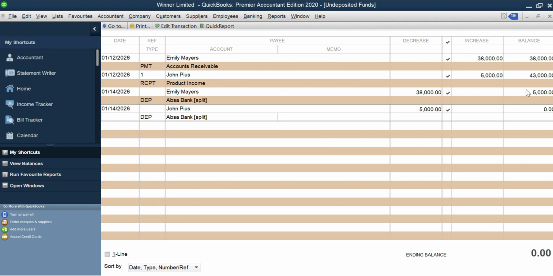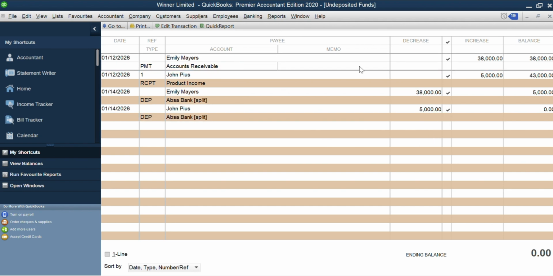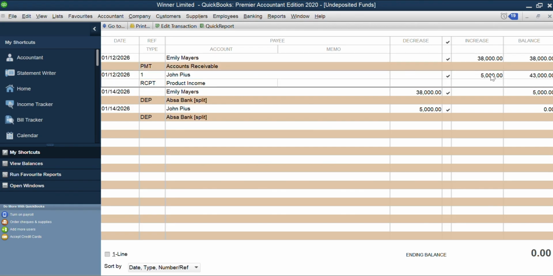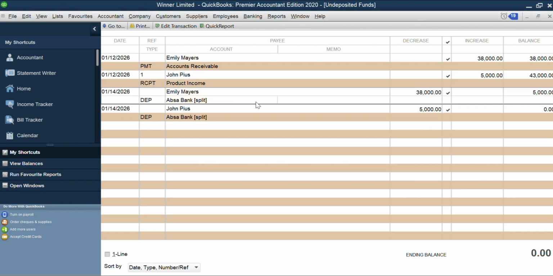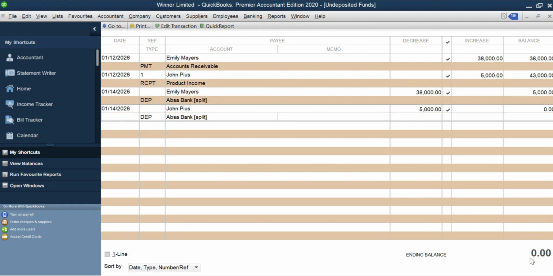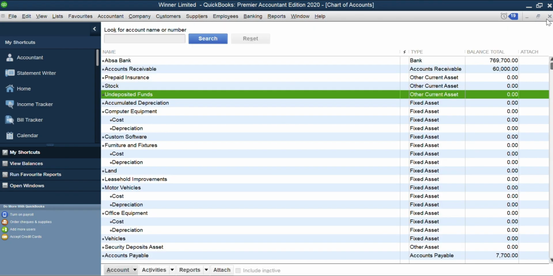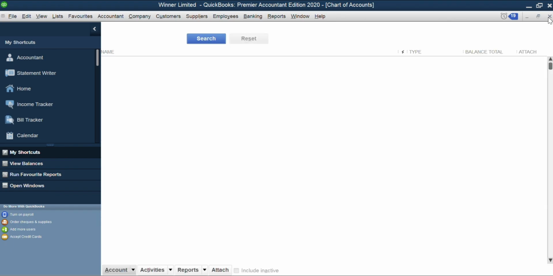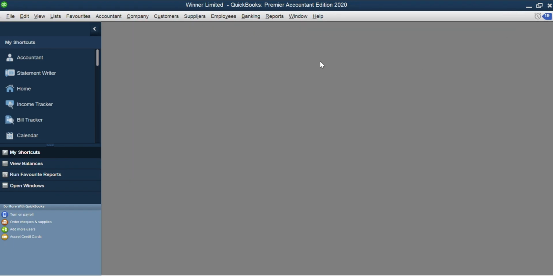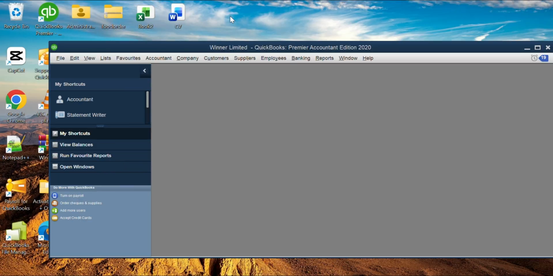Now we are also opening the undeposited account. As you can see, we received 8,000 and 5,000, and then we banked that money from the undeposited account, and the balance is now 0. So by default, when payments are received, QuickBooks puts them in undeposited funds. You are supposed to move the money from undeposited funds to Absa Bank.